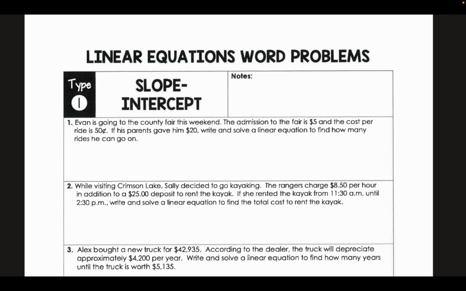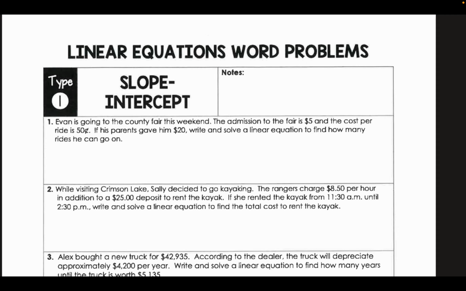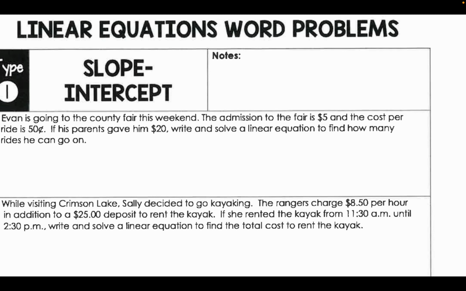Welcome everybody to the word problem section of linear equations for Unit 5. So let's start with type 1, slope-intercept. So slope-intercept is when it would be y equals mx plus b, aka it's in slope-intercept form.